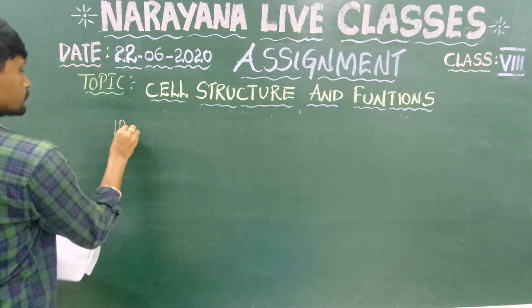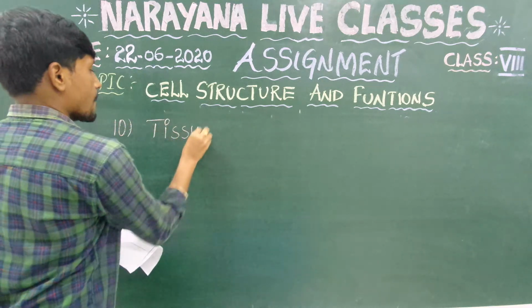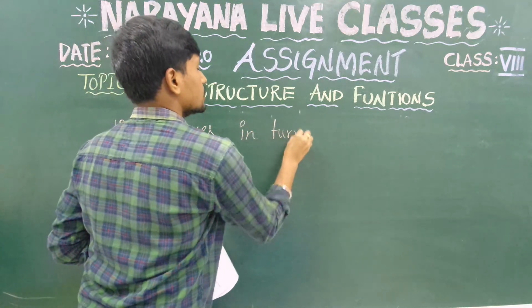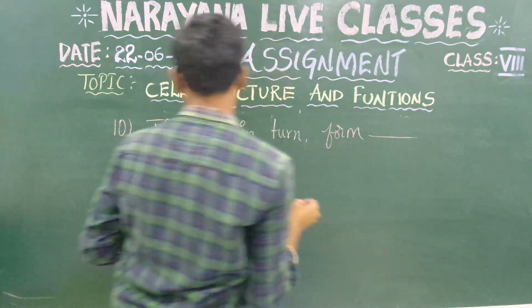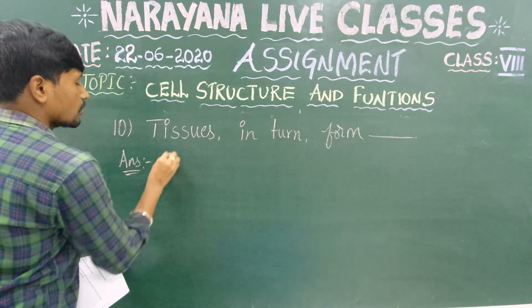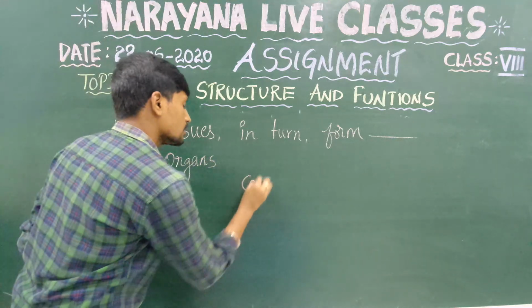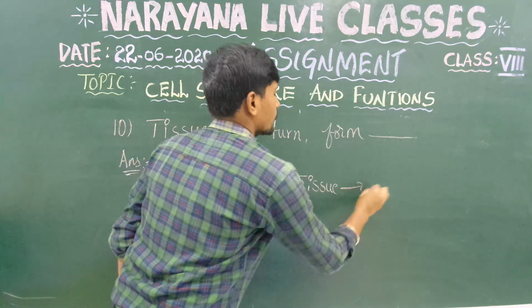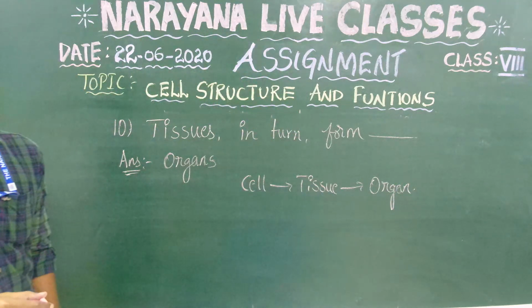Tenth one. Tissues in turn form dash. The answer is, as we said in the last question, organs. Cells form tissues, tissues form organs, and organs form organ systems. Okay.